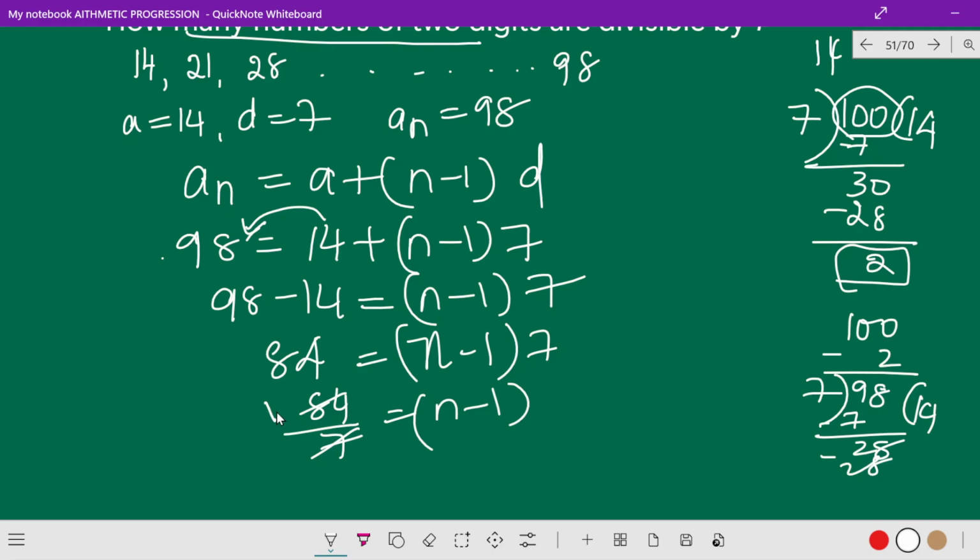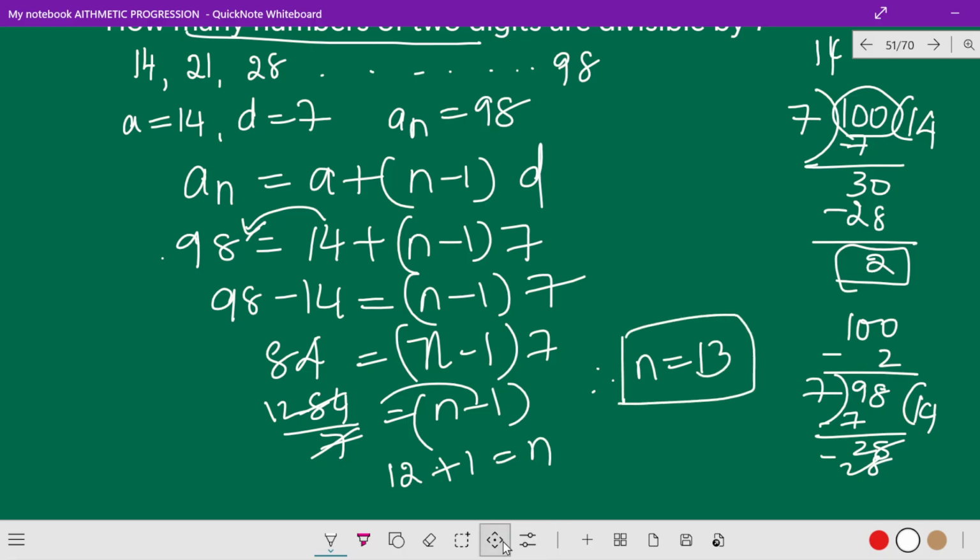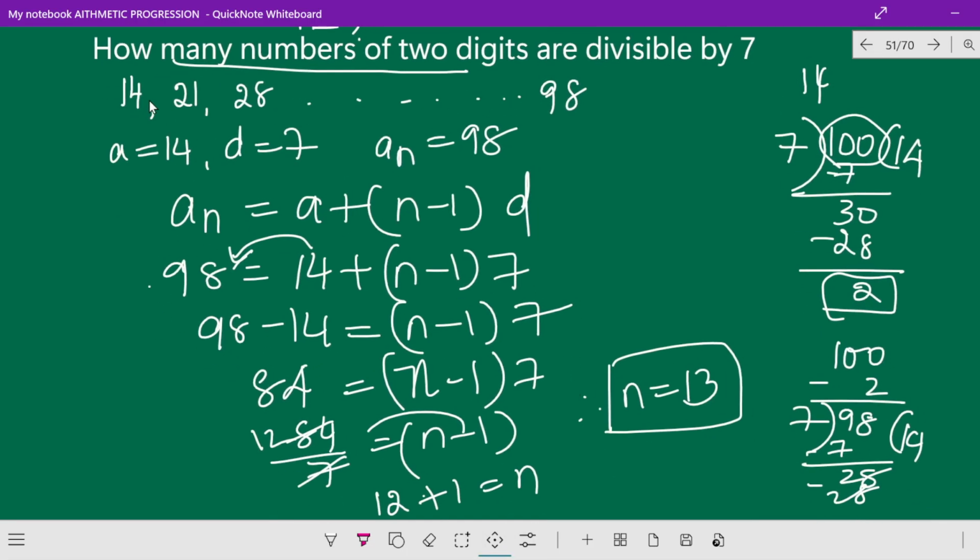So 84 by 7 is equal to n minus 1. Therefore 7 1s are 7, 7 2s are 14, so 12. This 1 will come this side, plus 1 is equal to n. Therefore n is equal to 13. So totally how many terms are there starting from 14? First term, second, third, fourth, fifth, sixth, seventh, eighth, ninth, 10, like that. 13 terms are there. 13 numbers are there which are divisible by 7. Only divisible by 7.